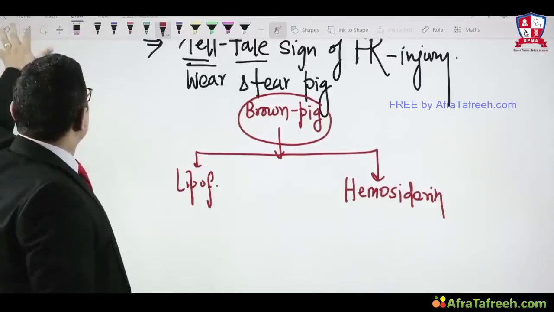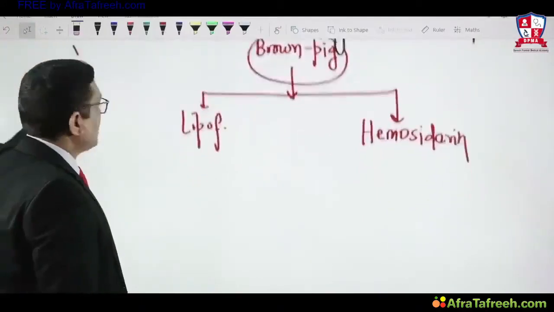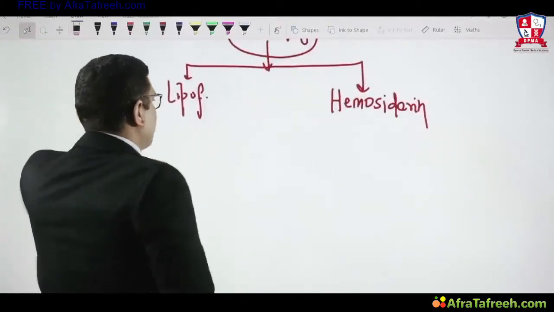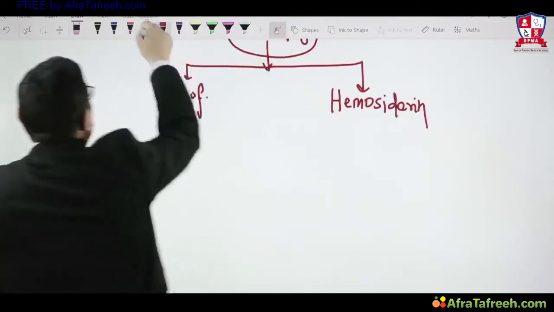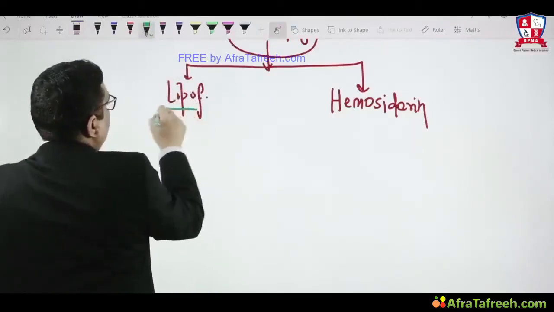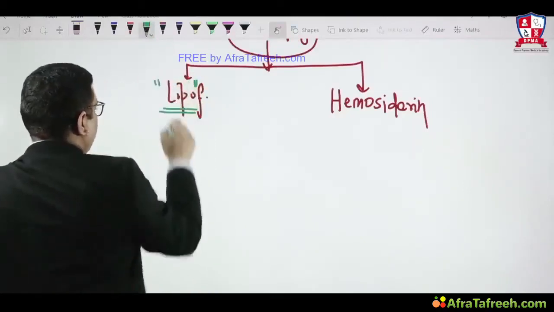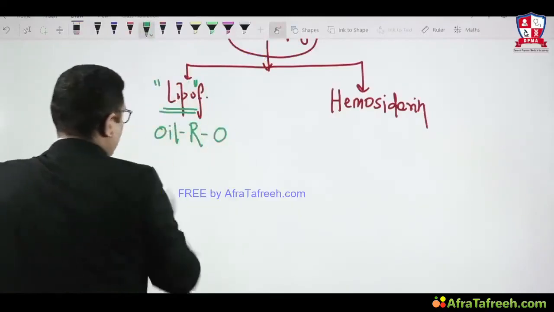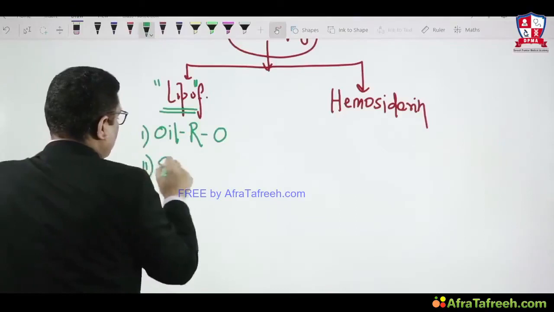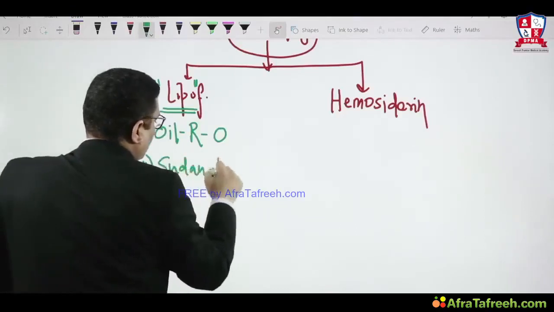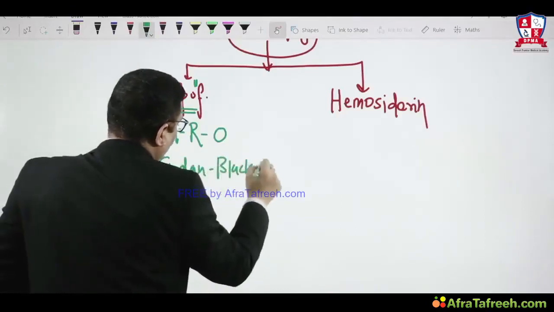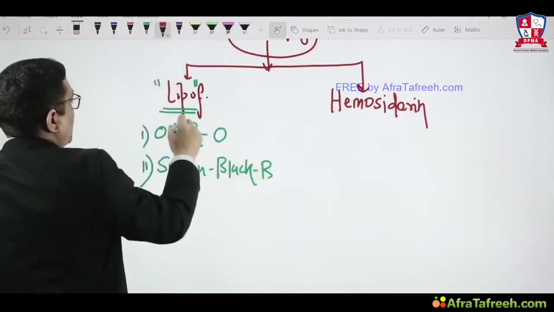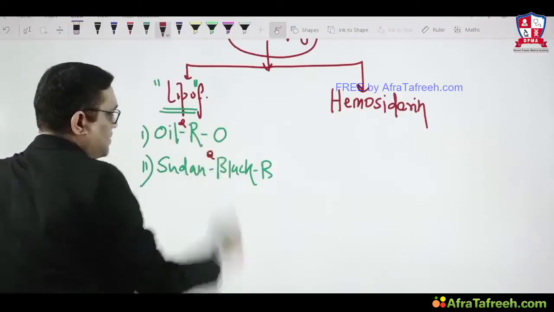To differentiate between lipofuscin and hemosiderin, we require a special stain. Which special stain are you going to use for lipofuscin? See, the name itself is informative. Lipo, it is made up of lipid. So we are going to use a lipid stain, oil red O stain or Sudan black B stain. Already we have discussed, oil red O is red in color, and Sudan black will be black in color.